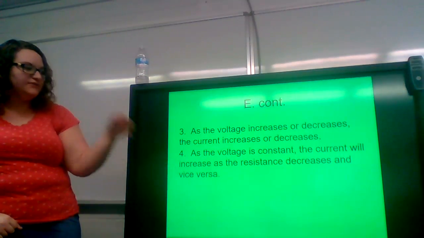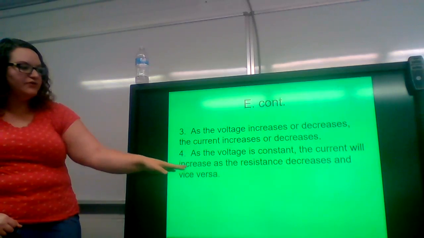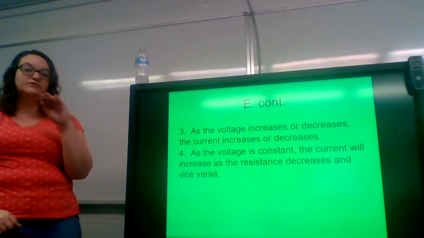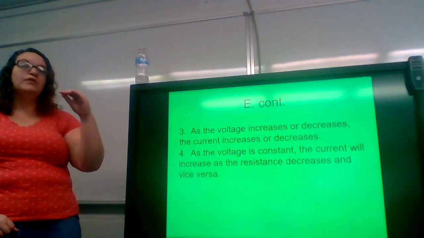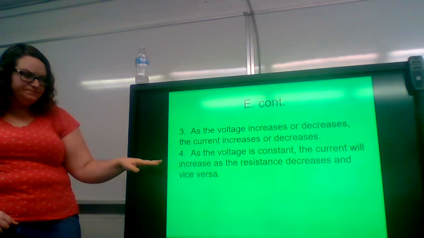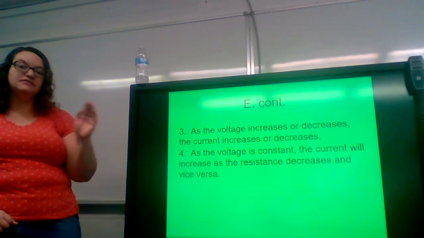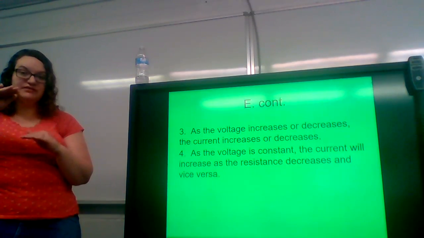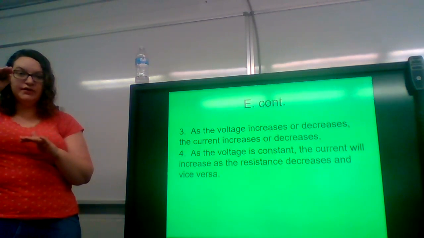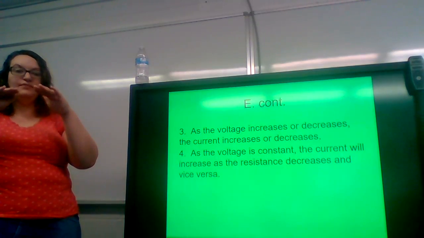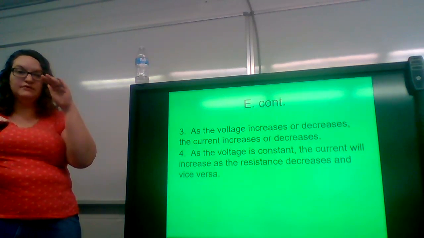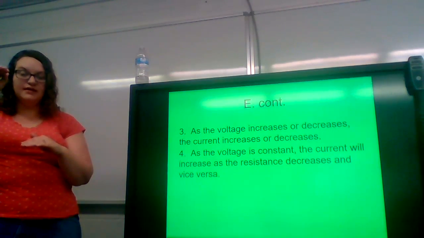And as the voltage is held constant, the current will increase as the resistance decreases, and vice versa. So let's say voltage is held constant the entire time. If the resistance decreases, current will increase, because less resistance means more room for the current to flow. So as resistance goes down, current goes up, and as resistance goes up, current comes down.